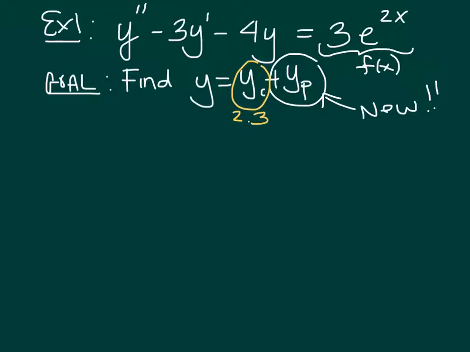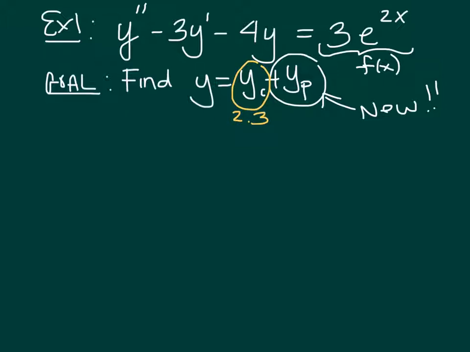So in your book, on some of your homework problems, it might say, for example, 1 through 20, find a particular solution of the given differential equation. In that specific problem, it doesn't ask you to find the y sub c. I'm going to go ahead and do the y sub c because it's a great review for the test. The yellow part is really just 2.3 using the characteristic equation.